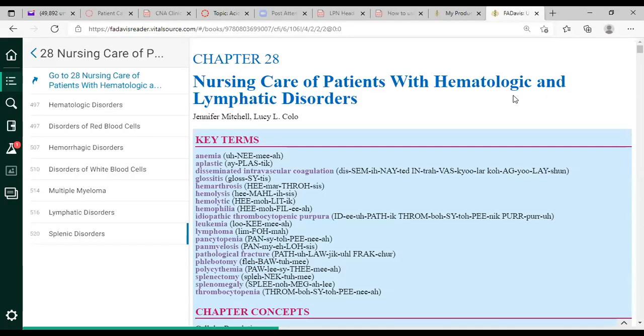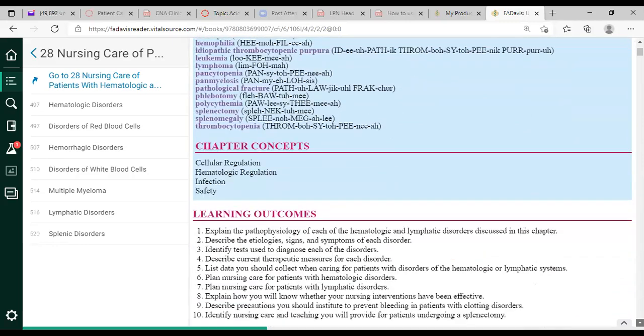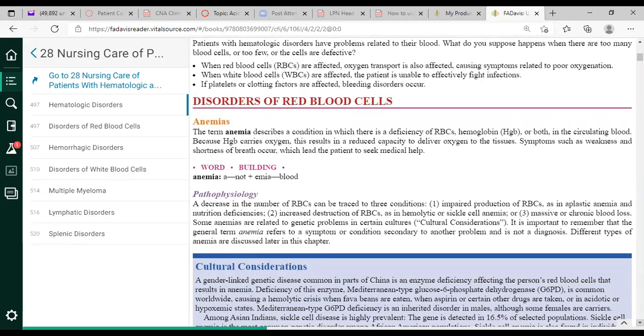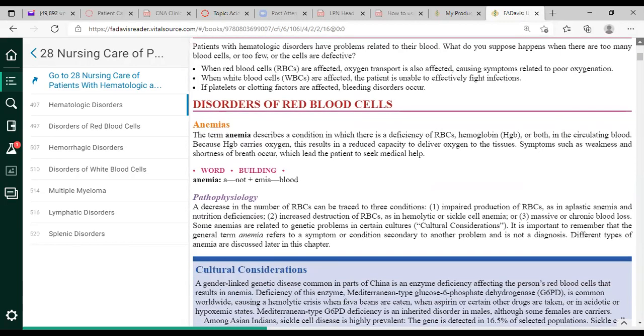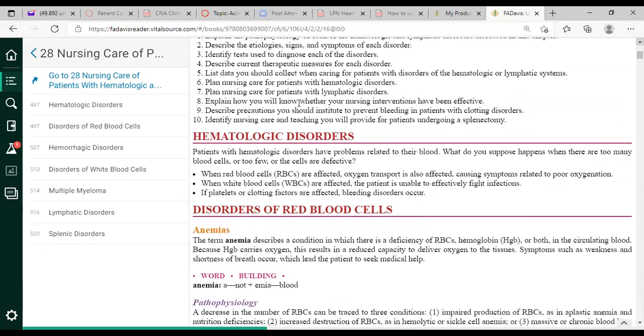Chapter 28 is talking about nursing care of patients with hematologic and lymphatic disorders. It talks about hematologic disorders. Will somebody read this first paragraph under hematologic disorders, please?